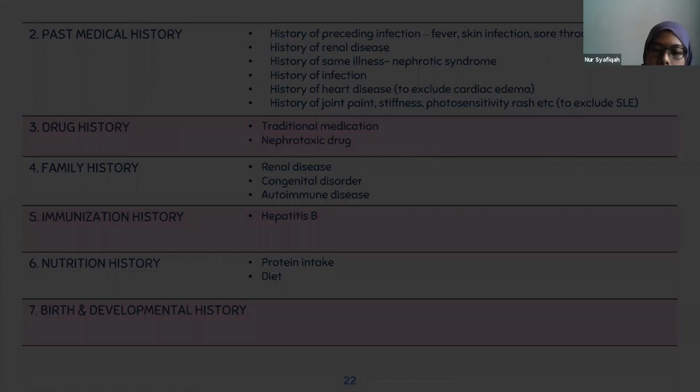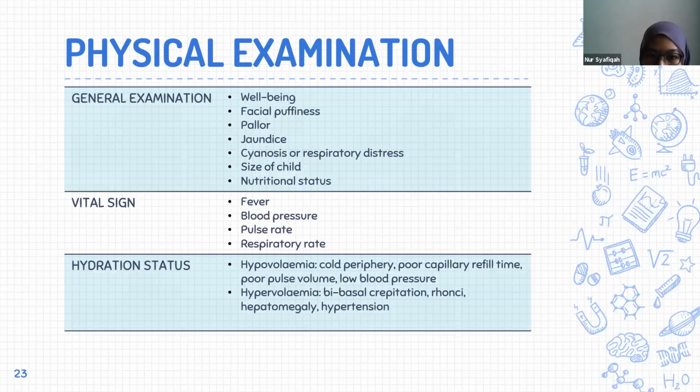So moving on to the next one, which is physical examination. So as for general examination, we assess the well-being of the patient, either they are well or ill-looking. And next, we assess the facial puffiness, and then we assess if there's any presence of pallor, jaundice, or cyanosis. And also we observe the size of the child and also the nutritional status.